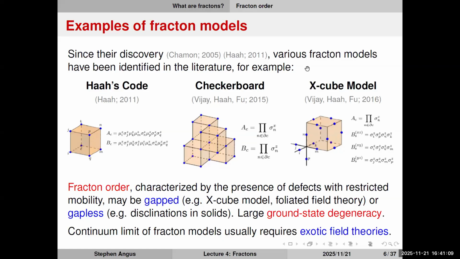And one other feature of these fracton models is that there's usually a large ground state degeneracy. And then, so far this is on a lattice, but if we are interested in the continuum limit of these theories as some kind of macroscopic coarse-grained description, the continuum limit of fracton models usually requires some exotic field theories.